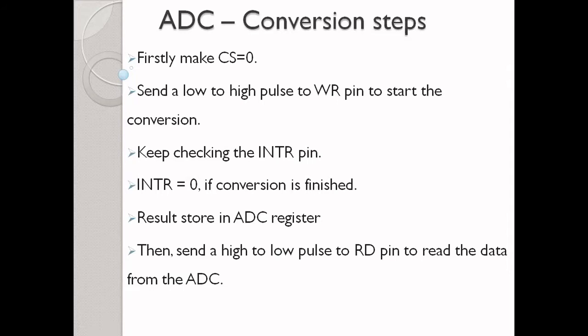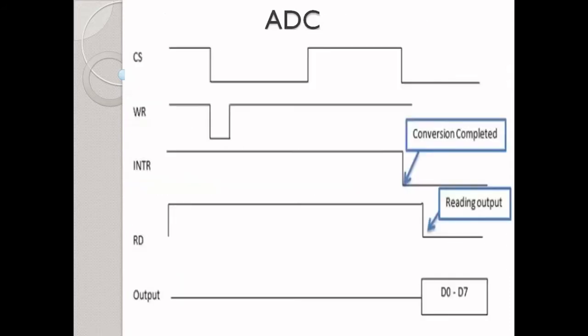Next, you have to read the data from the ADC register. For that, you have to give a high to low pulse to the read pin. When you give a high to low pulse to the read pin, we can read the data from the ADC. So here, for the chip select, you are giving a low signal. After that, you are giving a low to high, that is called a write. So the start of conversion has started.